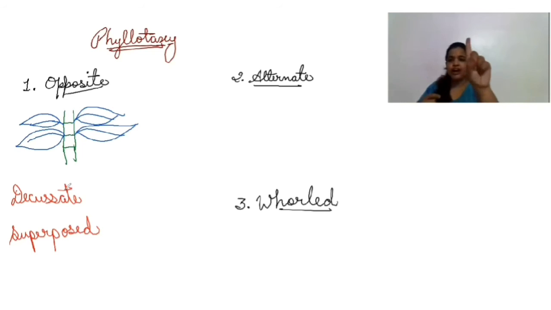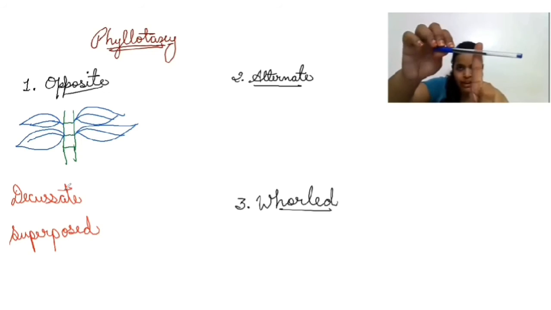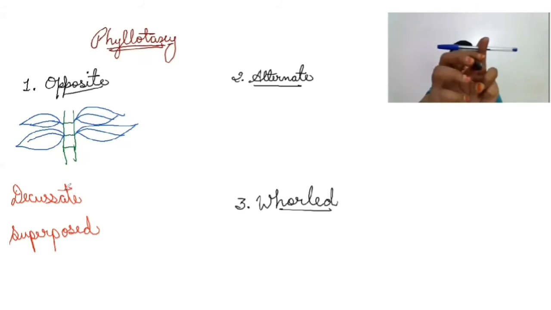So this is my stem and each line is one node. Now here a pair of leaves is present. This pen is a pair of leaves present in this form. I'll be joining it with this other finger so that I can manage with a single hand. Now the next pair of leaves on the second node will be present at 90 degrees. As you can see, the next pair is present at 90 degrees to the first pair. Such type of arrangement is known as decussate opposite phyllotaxy.